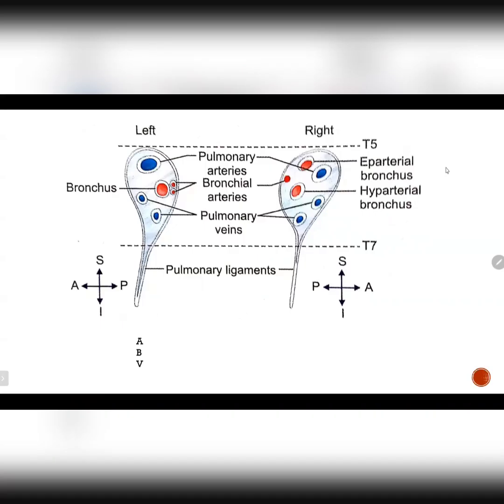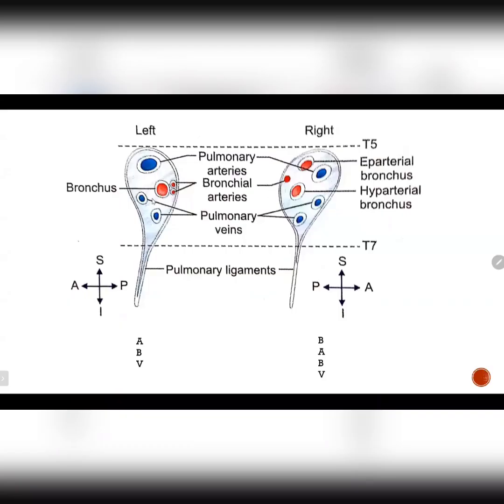Whereas for the right lung at the hilum, the code was BABV, that is eparterial bronchus, pulmonary artery, hyparterial bronchus, and pulmonary vein. Now, why I'm stressing on these features is because only if you know this order, you'll be able to identify these structures in your dissection specimen also. Otherwise, it can get a bit confusing to identify which is pulmonary artery, which is the pulmonary vein, because it's a little new for you when you see the specimen.